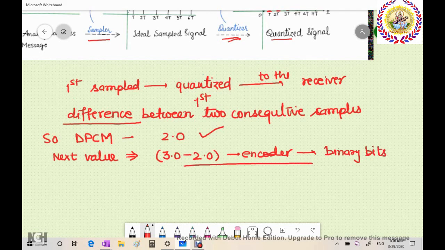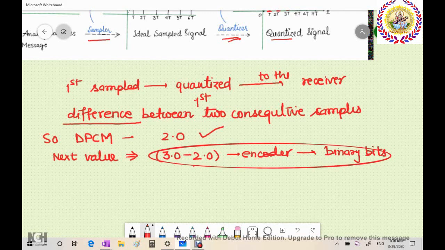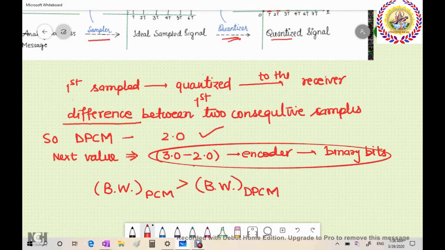So the catch is, the required bandwidth in DPCM is much less in comparison to PCM. That means the bandwidth required in PCM is greater than the bandwidth required in DPCM. I will discuss that again.